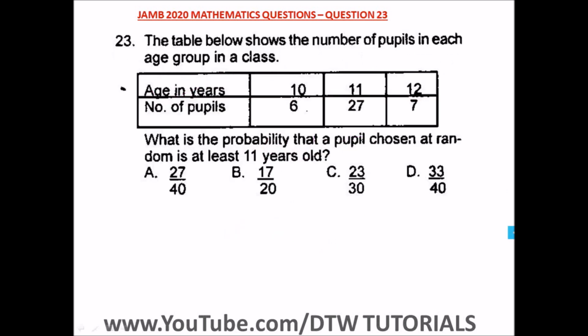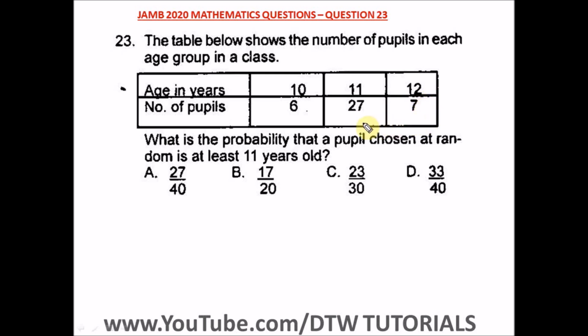So we go to number 23. Now 23 of the Jamb past questions of 2020 maths, we are told that the table below shows the number of pupils in each age group in a class. The ages in years are 10 years, 11 years, and 12 years. The number of people that are 10 years is 6. The number of people that are 11 years is 27. And the number of people that are 12 years is 7.